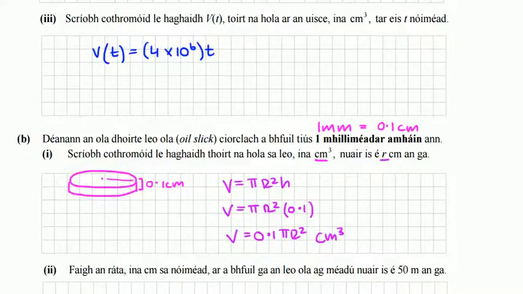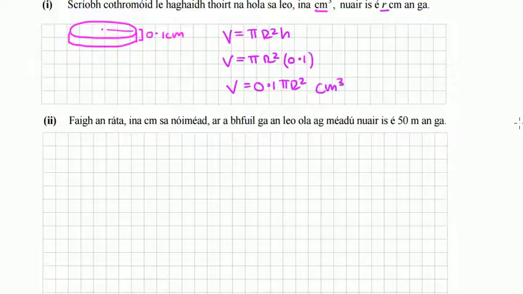Part 2. For us to find the rate in centimeters per minute at which the radius of the oil slick is increasing when the radius is 50 meters. Again, before we were doing millimeters, we had to change that into centimeters, and now we're dealing with 50 meters. So again, the first thing, before I do anything else, I'm just going to make a note of that in centimeters. So we have 5,000 centimeters because they're asking us for the rate in centimeters per minute.